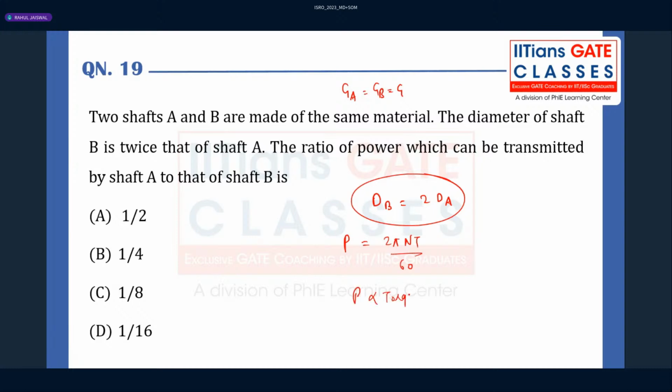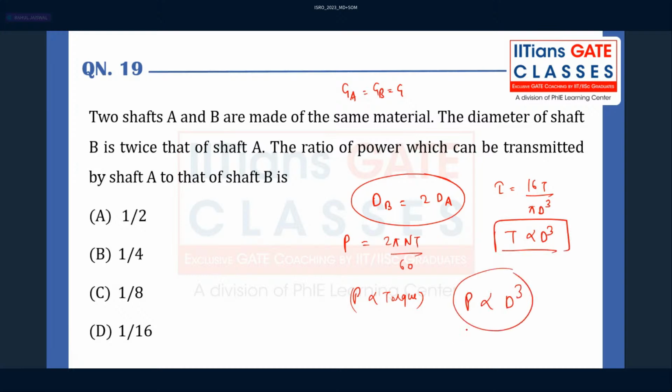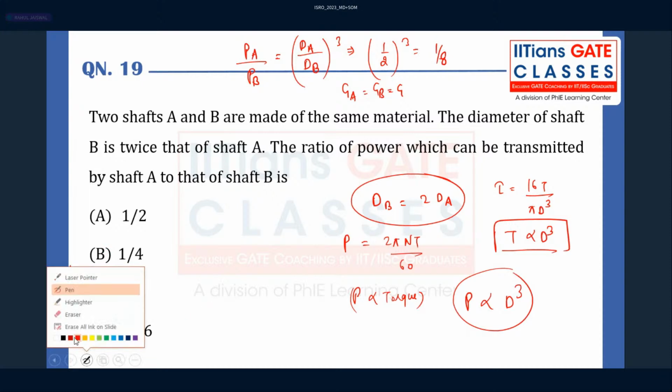Power is directly proportional to torque, right? And we also know that tau is what? 16T divided by pi d cube. So T is directly proportional to d cube. So power will be directly proportional to d cube. So here we can write PA divided by PB, that is equal to dA divided by dB to the power cube. So here dA is what? 1 upon 2 times of cube. So 1 upon 8 times of this. C option is correct.